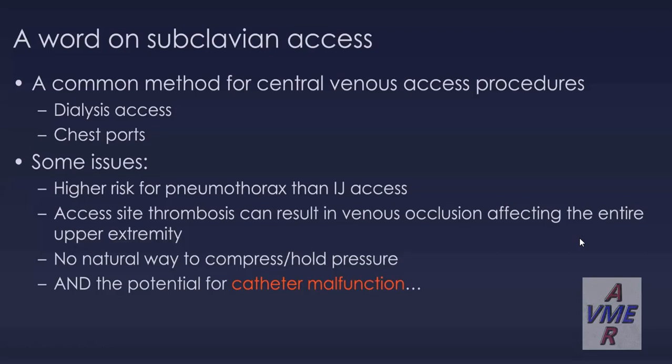Subclavian access is a common method for central venous access procedures, including tunneled access and chest port. It carries a higher risk of pneumothorax than internal jugular access. Access site thrombosis can result in venous occlusion affecting the entire upper extremity. There is no natural way to compress and hold pressure, and there is potential for catheter malfunction.